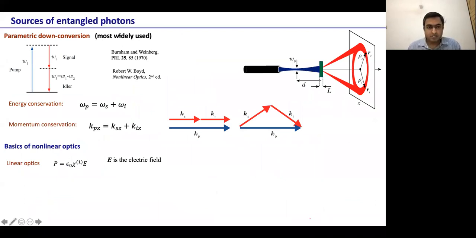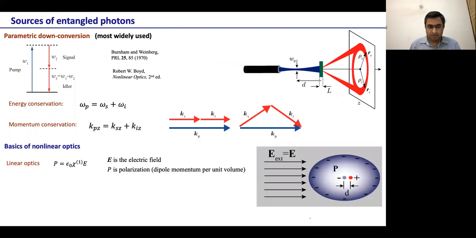So this process is very basic. You can see my screen, Rajat, right? Okay. So this is a very basic nonlinear optical process. This is the very basics of nonlinear optics.